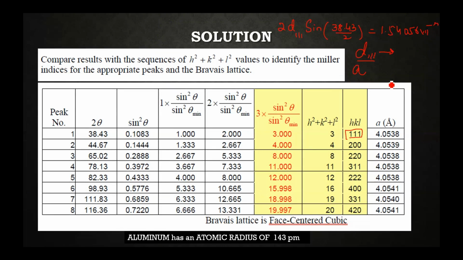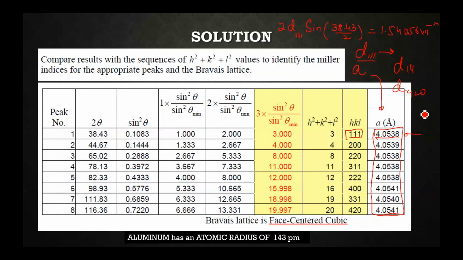Is it clear to you? And once you find out the A values using all the peaks, you would notice that the lattice parameter, since it's the lattice parameter, should be the same. It would roughly be the same for all the peaks. Whether you use d_111 or d_420 to calculate it, the value would be 4.0538 or 4.0541. Almost the same.